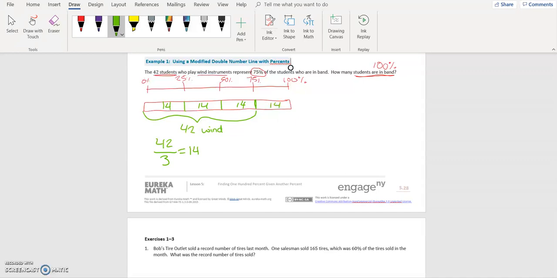And so for the whole band, 100% of them, that means we're going to take the 14 that we have for each section, and we're going to multiply it times the number of sections, so times 4, which is going to give me 56 students in band.